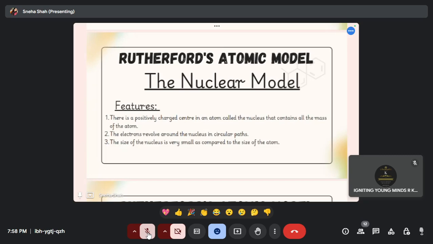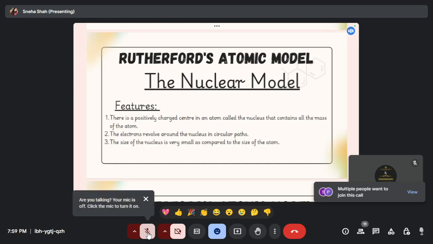Yes, ma'am. Okay, let's go ahead. So his first conclusion was that wherever the alpha particles are hitting the center, they are coming back. So he concluded that there is a nucleus in the center of the atom which contains all the mass of the atom. The rest of the atom is empty, empty in the sense mass wise, because the mass of electrons is almost negligible. It is about 2000 times less than that of the proton. So it is almost negligible as compared to the protons.